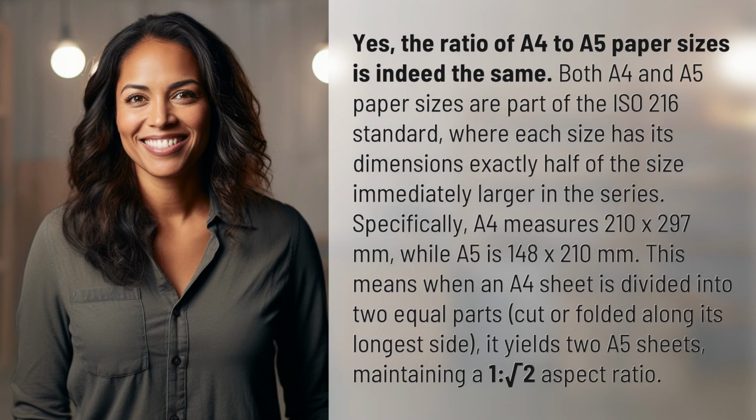Yes, the ratio of A4 to A5 paper sizes is indeed the same. Both A4 and A5 paper sizes are part of the ISO 216 standard, where each size has its dimensions exactly half of the size immediately larger in the series. Specifically, A4 measures 210 by 297 millimeters, while A5 is 148 by 210 millimeters. This means when an A4 sheet is divided into two equal parts, cut or folded along its longest side, it yields two A5 sheets, maintaining a 1/2 aspect ratio.